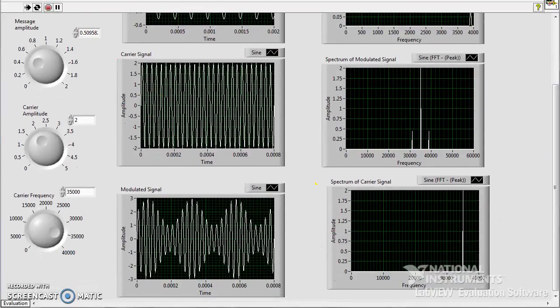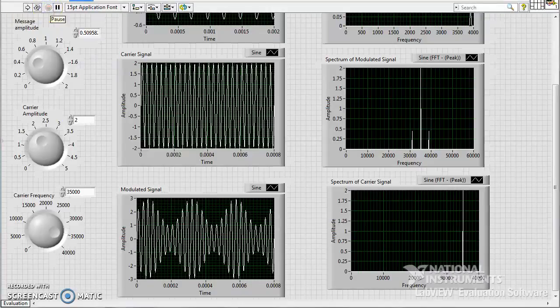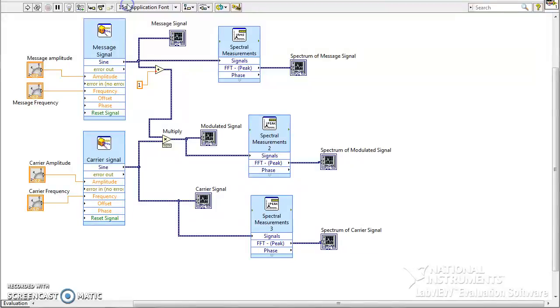In the next video, I'll stop this and go to the block diagram. Message is added with constant 1, which is multiplied by your carrier signal to give the modulated signal and its corresponding spectrum. We shall stop at this point. In the next video, we'll look into the other modulation where one of the sidebands will be suppressed and the other sideband will be transmitted. Even the carrier signal will be absent in the coming modulation techniques.